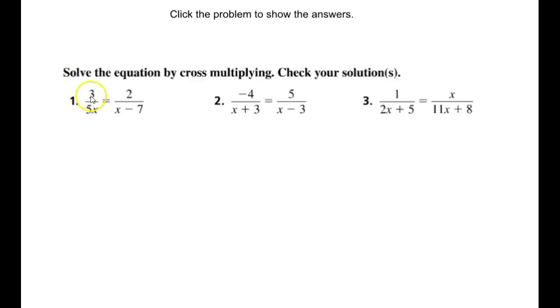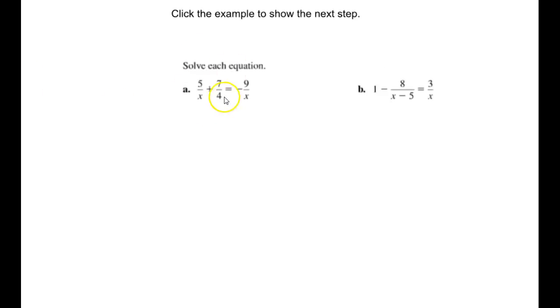You'll see that there's one expression on each side of the equal sign, so we can use our cross multiplication here. So now I see I don't have one expression on both sides, so what do I do? There has to be a different way to solve this.